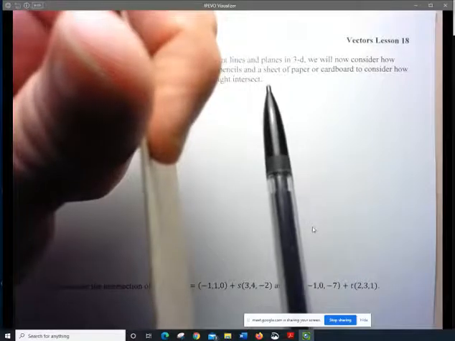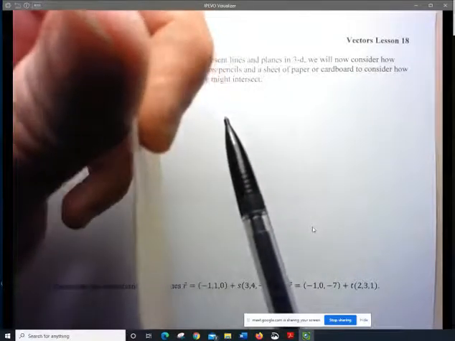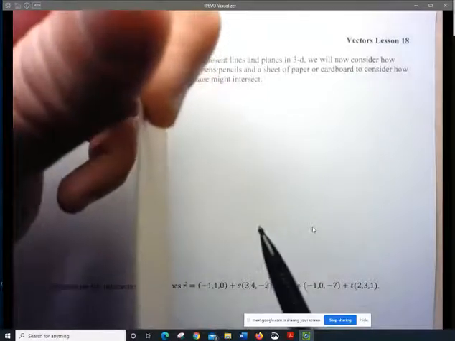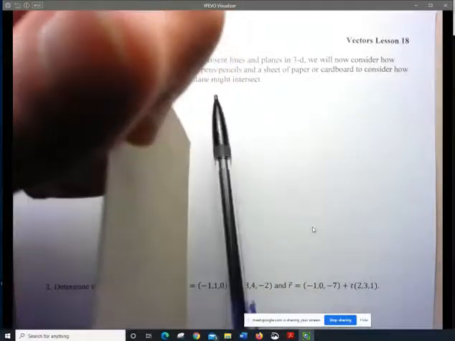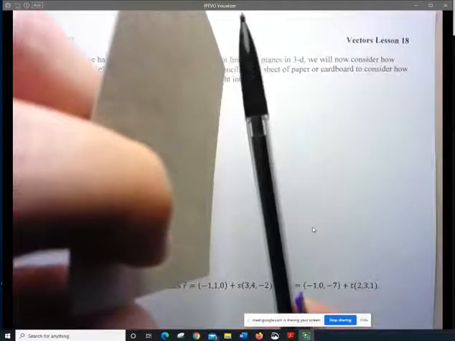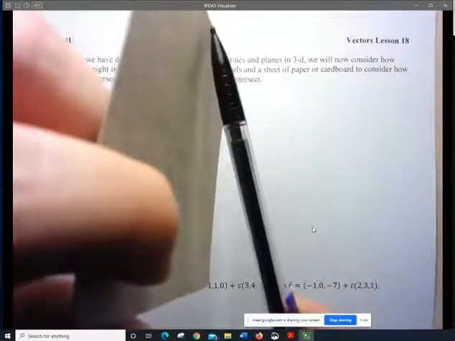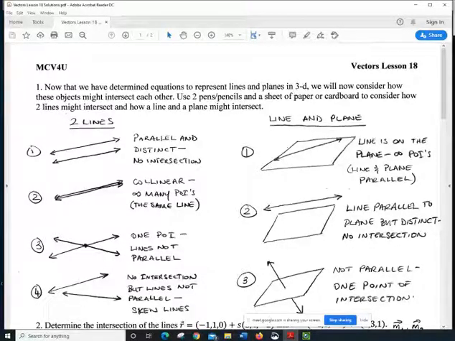Okay. But as soon as they're not parallel, what's going to have to happen at some point? It's going to have to intersect with the plane. So remember, the plane goes on to infinity in every direction. So as soon as the plane and the line are not parallel to each other, eventually it's going to cross through the plane, okay? Again, a bit tough to show. This would be a little easier to show live, but here we have our three scenarios, okay?